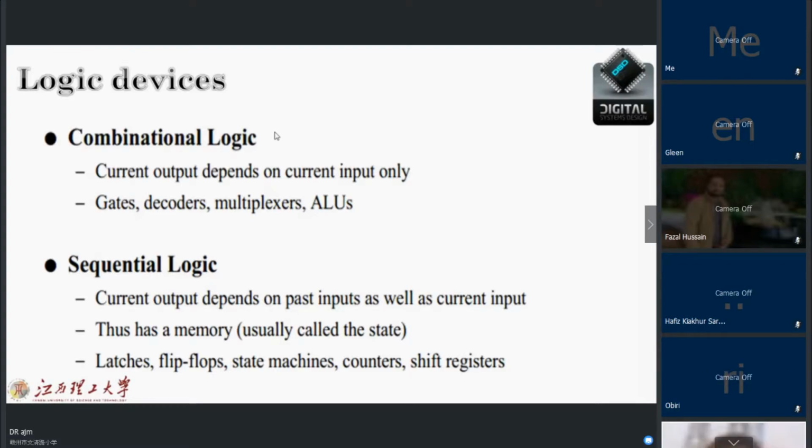Then which elements do we have here? We have some elements that we can call latches, flip-flops, state machines, counters, and shift registers. It means that in the next two lectures, chapter 5 and chapter 6, we are just talking regarding the latch, flip-flop, state machine, counters, and shift register. Please be aware that we are going to introduce some new terms, some new tools, which now have memory.